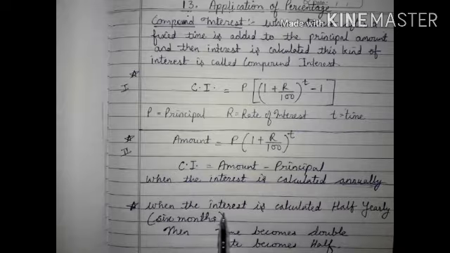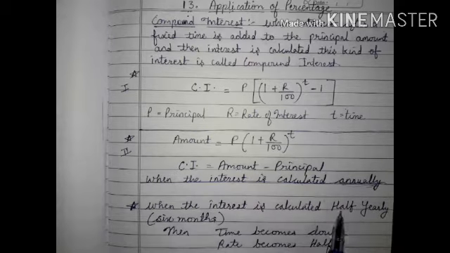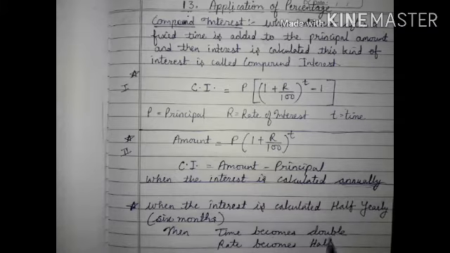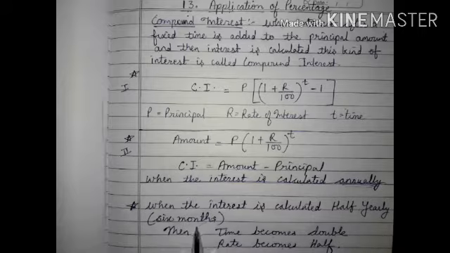Now when the interest is calculated half yearly, the formulas are the same but time becomes double and rate becomes half. Half yearly means 6 months.